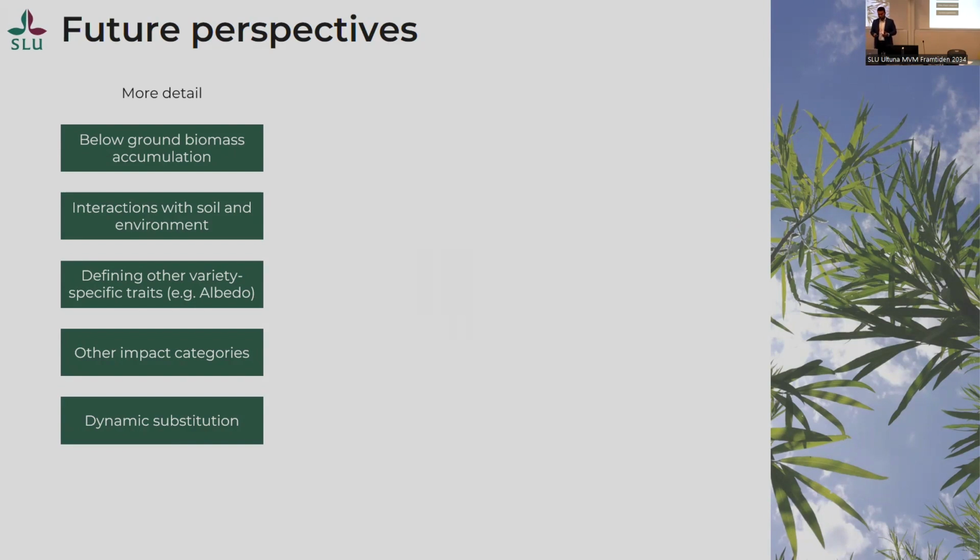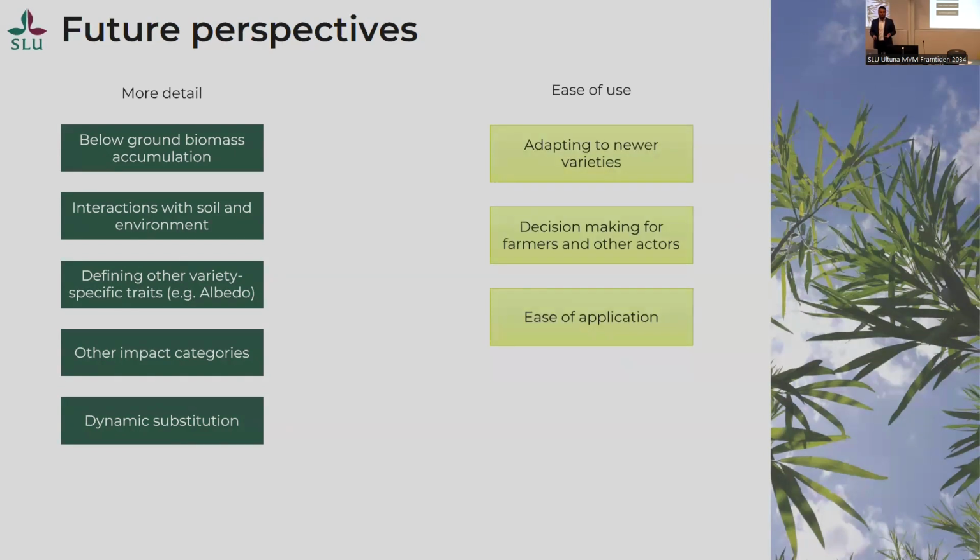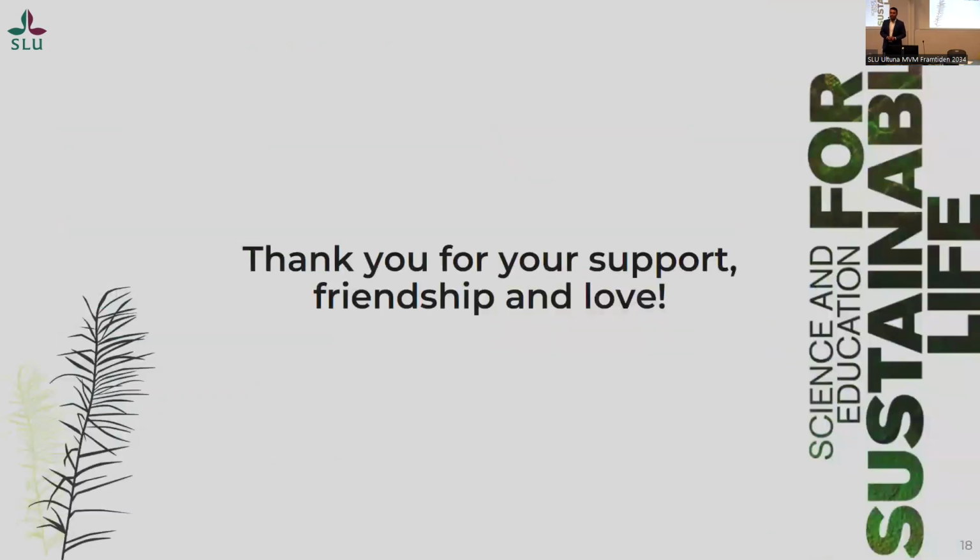But at the same time, we need to make LCAs or systems analysis like this easier to use so that we can adapt to newer emerging varieties, because there are newer varieties being developed all the time. Also, if farmers and policymakers want to use these tools, they need to be able to use it more. It needs to be easy for them to access and also apply. So there is always a balancing act between having more detail and having a better ease of use. And with that message, I'd like to end my presentation.